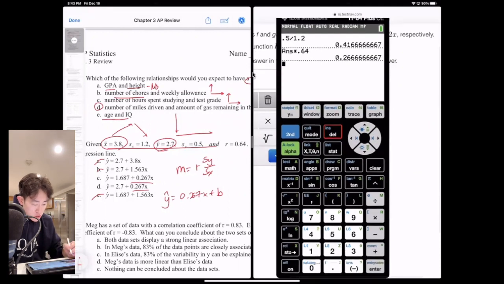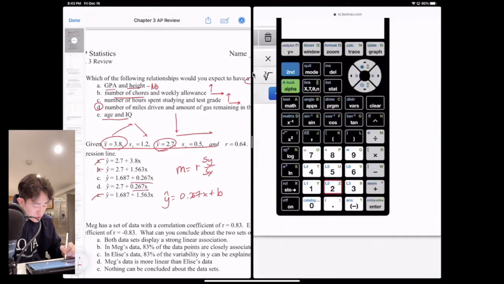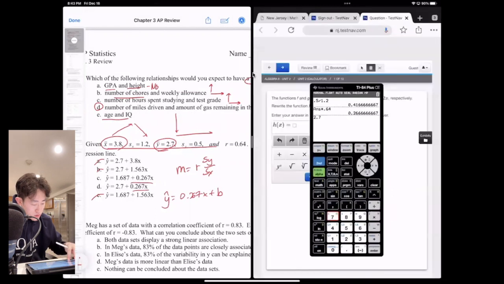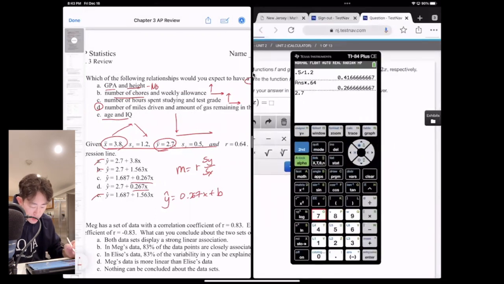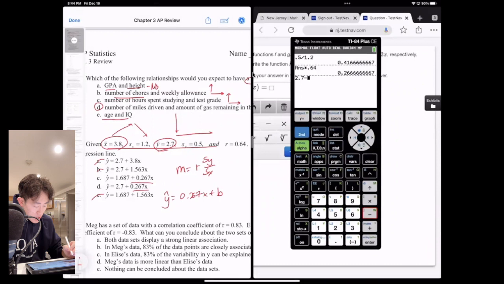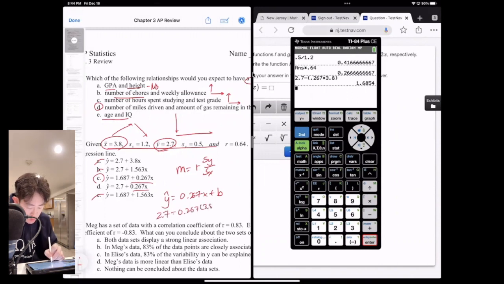So if I were to say 2.7, right, 2.7 is your y value. And then you have to subtract 0.267 times 3.8, and when you do your algebra, you will get C for your y-intercept. So all I did was plug it in: 2.7 is equal to 0.267 times 3.8, and move this to the other side so that you can get the y-intercept value by itself.